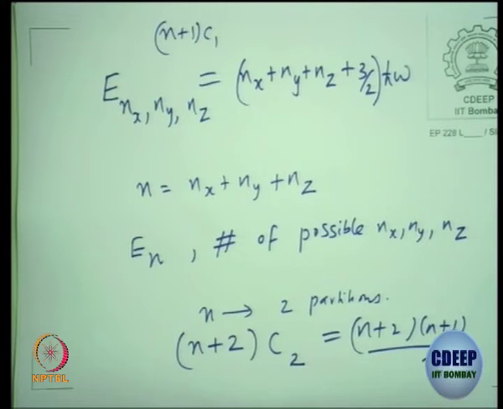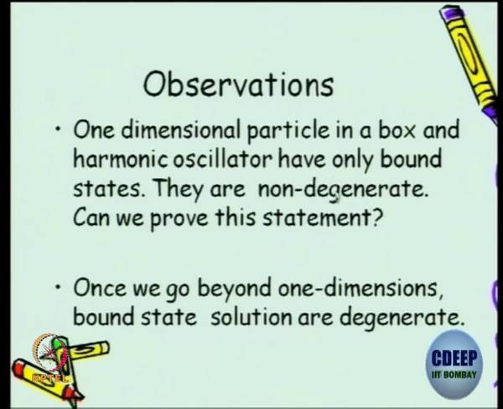Okay, so observations. What are the observations? The 1-dimensional particle in a box and harmonic oscillator have only bound states, that we have seen, with the condition that the energy will always be less than V at plus infinity and V at minus infinity. We have also observed that the solutions are non-degenerate. What about the free particle in 1 dimension? Is it degenerate or non-degenerate?